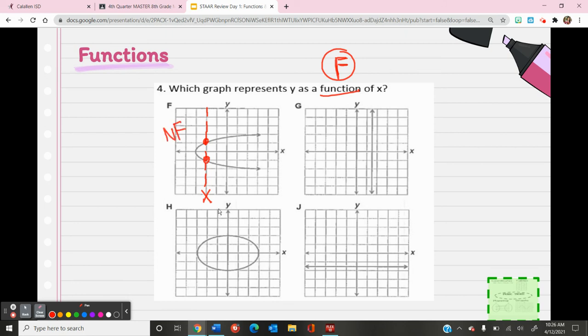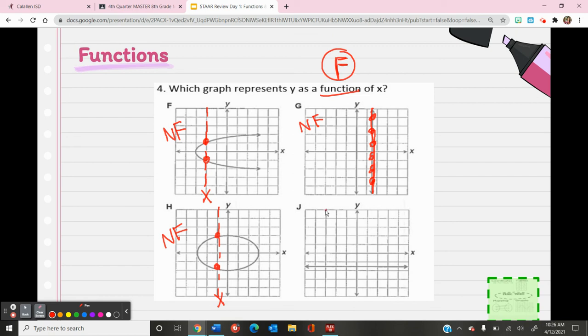Then I look at H. I can put my vertical line anywhere on here. I'm going to go ahead and put it here. I see that it passes through twice. So this is not a function. Looking at G, this itself is a vertical line. So whenever I draw a vertical line, it passes through all these different points. So since it has more than one x value, it passes through multiple points. This is also not a function.